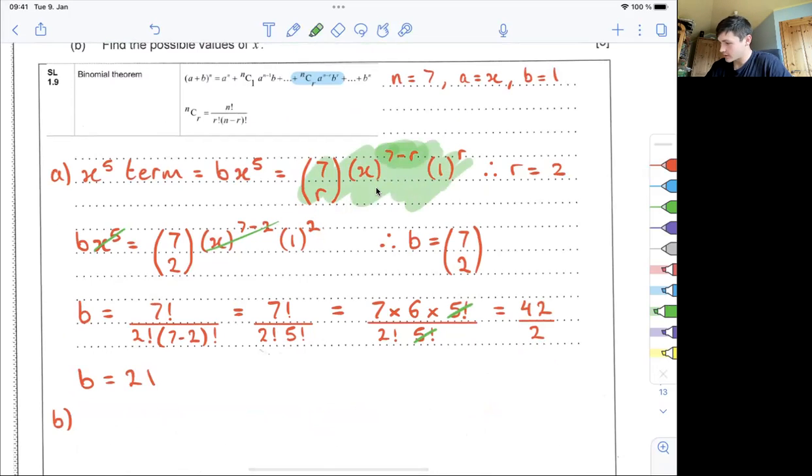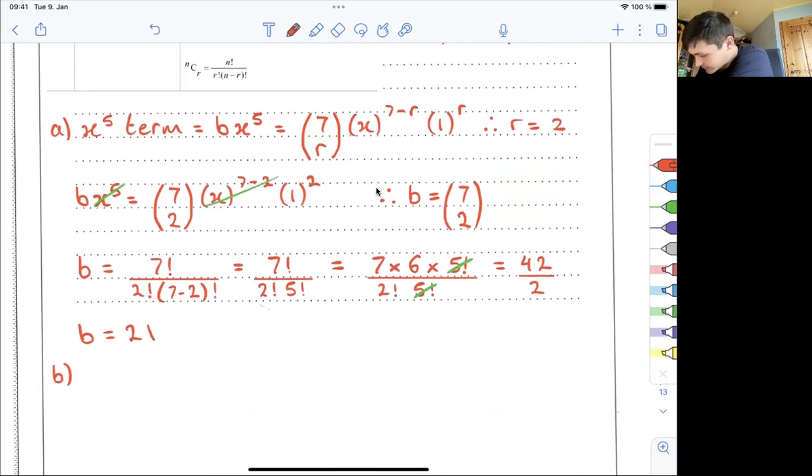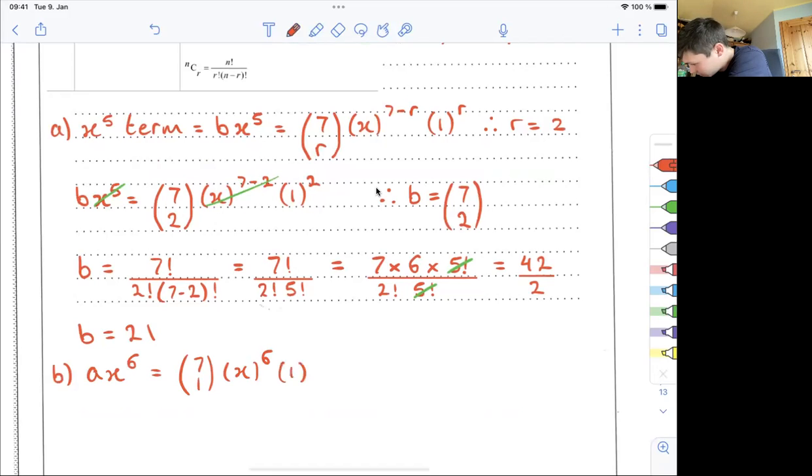Specifically, that would be looking at the 7 minus r bit, and that's going to be 1, okay? We need r to equal 1, because then we're going to get 7 minus 1, which will give us x to the power of 6. So let's have a look at that. Let's bring this down here, and we'll say ax to the power of 6 is going to equal 7c1 multiplied by x to the power of 7 minus 1, but let's put in 6, and then multiplied by 1 to the power of 1, which is always just going to be 1, all right?